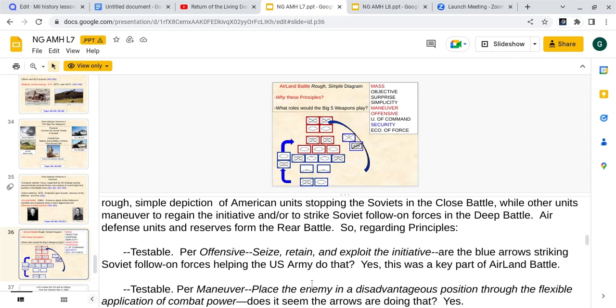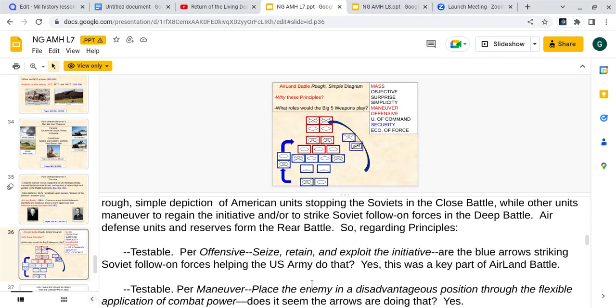offensive is a principle of war that's being used here, because you are seizing, retaining, and exploiting an initiative. You're seizing on the reinforcements that the Soviets are sending in. You are retaining control of the battlefield, and you are exploiting their weakness because they will not be able to send reinforcements if you're using technology like helicopters and tanks to take out their reinforcements. So offensive is one of the principles of war that is used in the air-land battle technique.